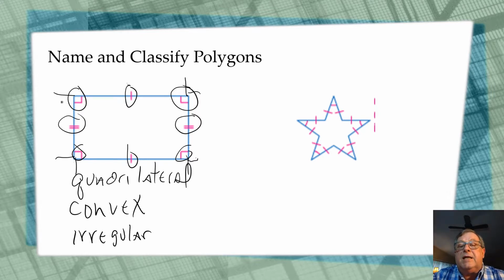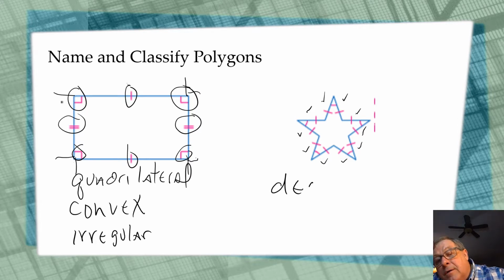All right, let's look at this next example. How many sides? I might better count these. 1, 2, 3, 4, 5, 6, 7, 8, 9, 10. It's 10 sides, so it is a decagon. You might think of decimal. Decagon, 10, deca, 10.